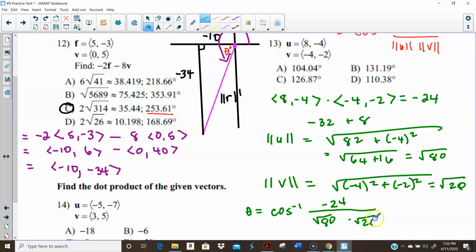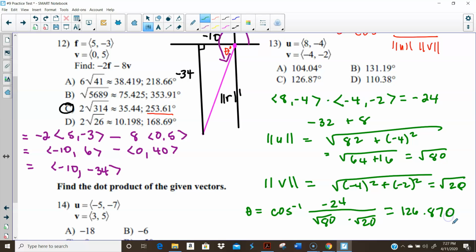I know there's perfect squares in both of these, but I really don't care because I'm just going to throw it all into my calculator to figure out what this angle is. So in your calculator, make sure you're in degrees mode. You'll do second cosine, and then you're going to do u dot v on the bottom. You'll divide that into a -24, and you're going to get 126.87 degrees.